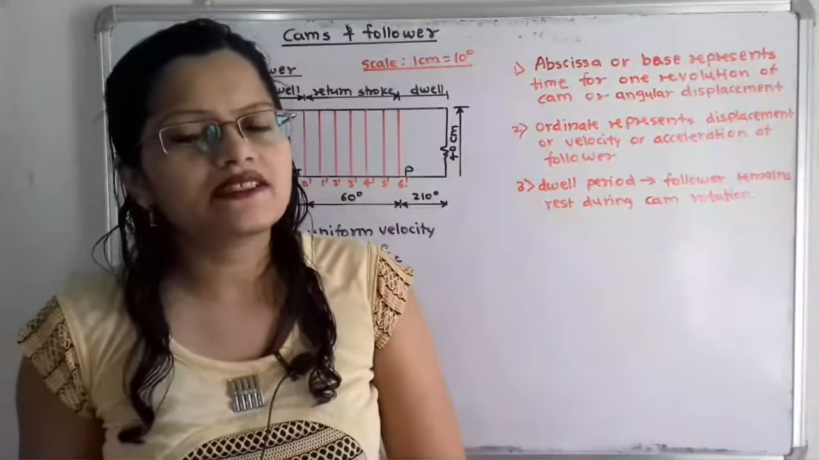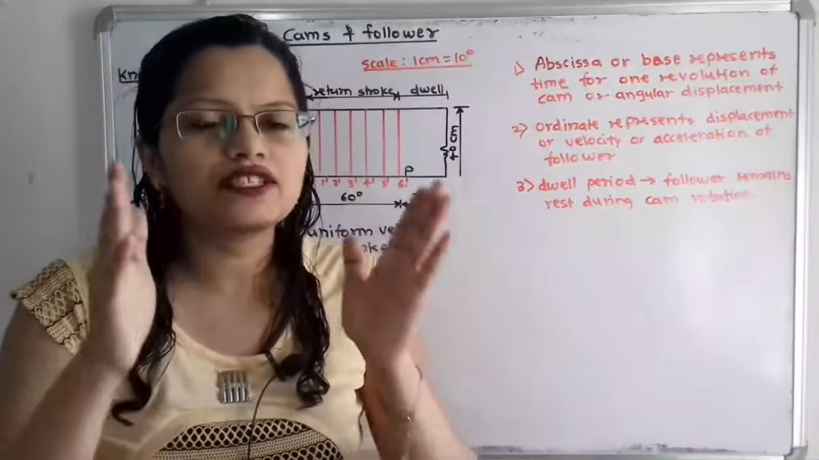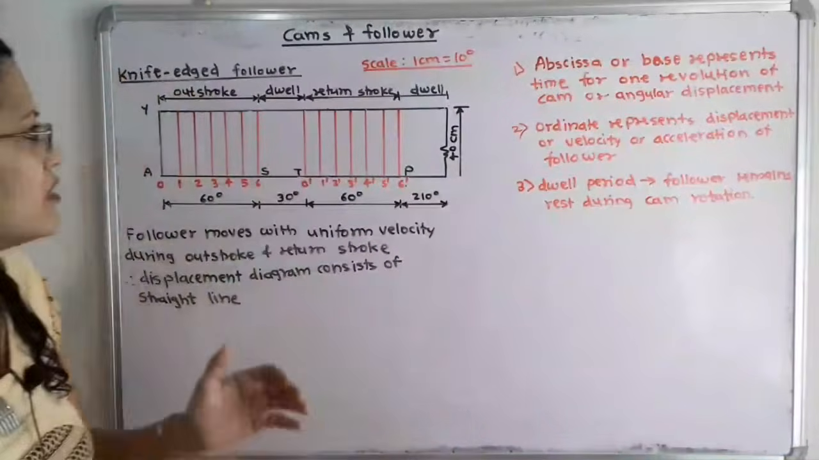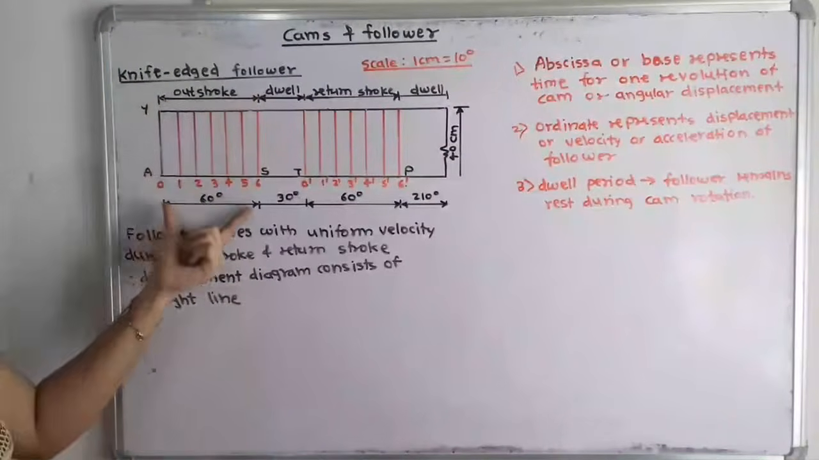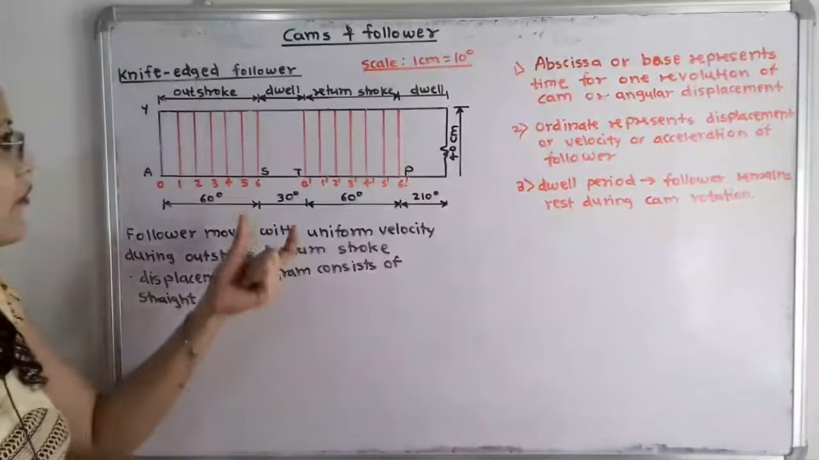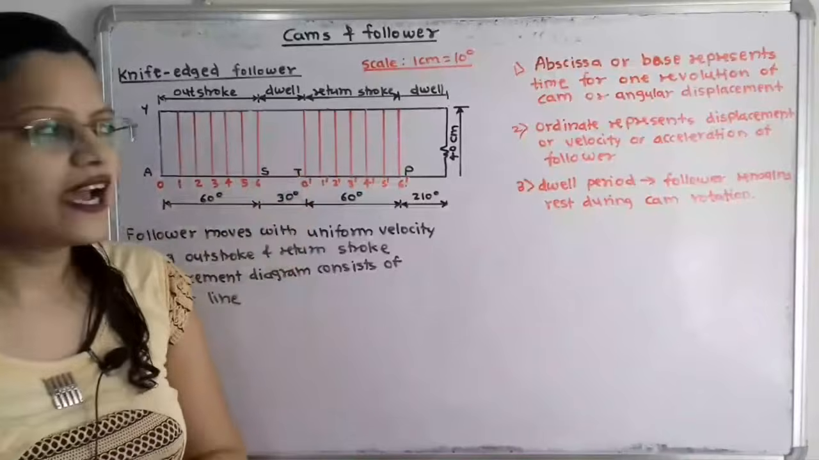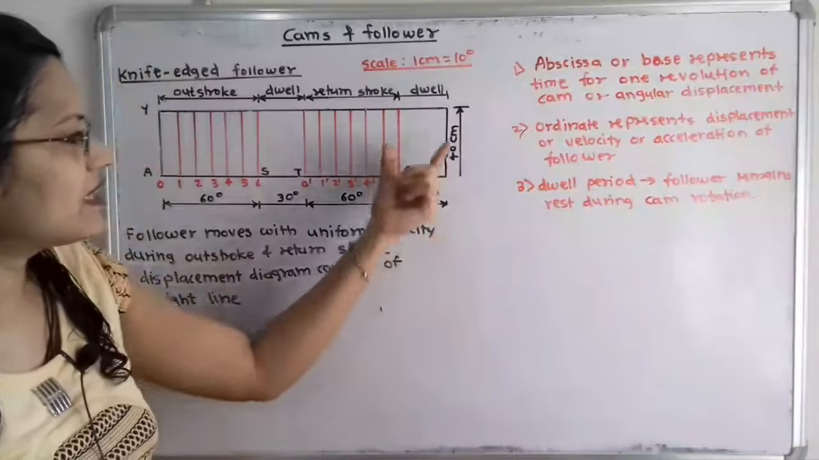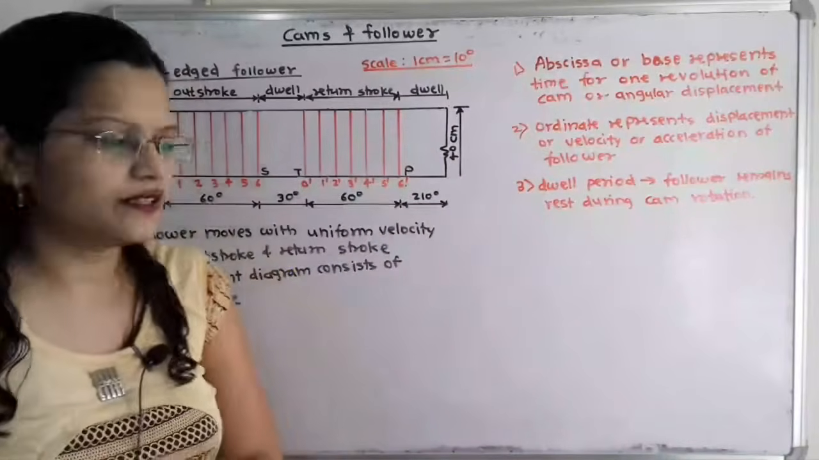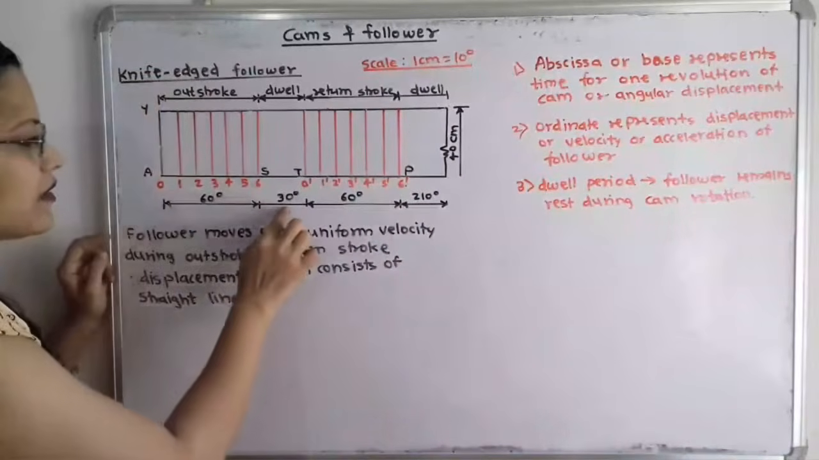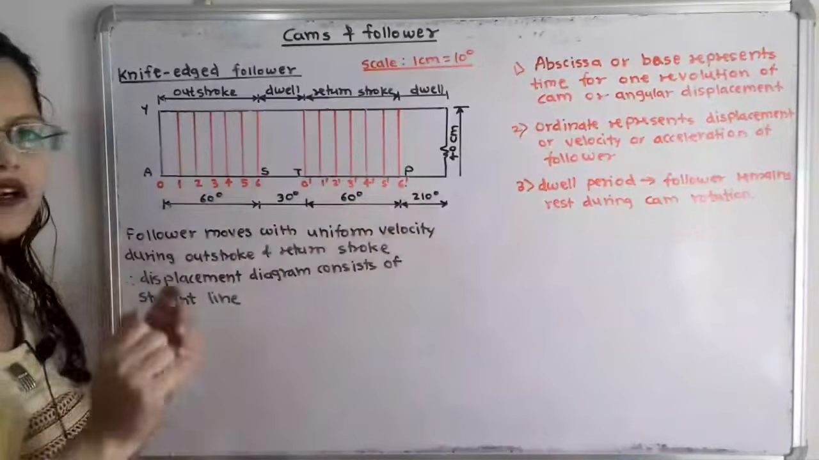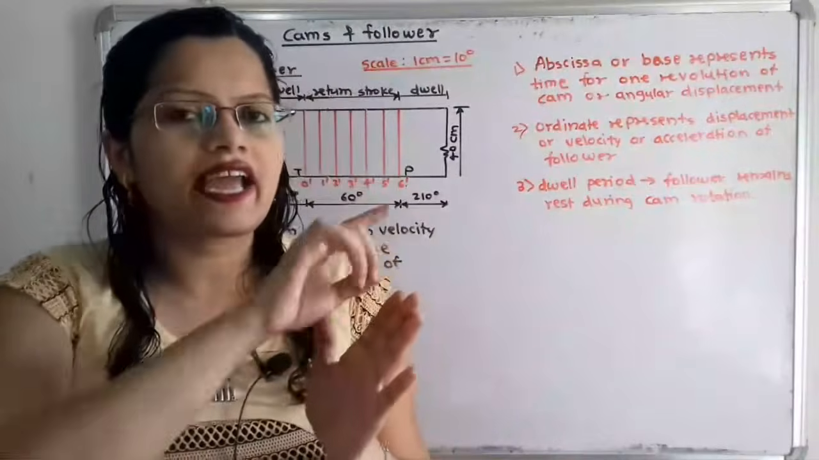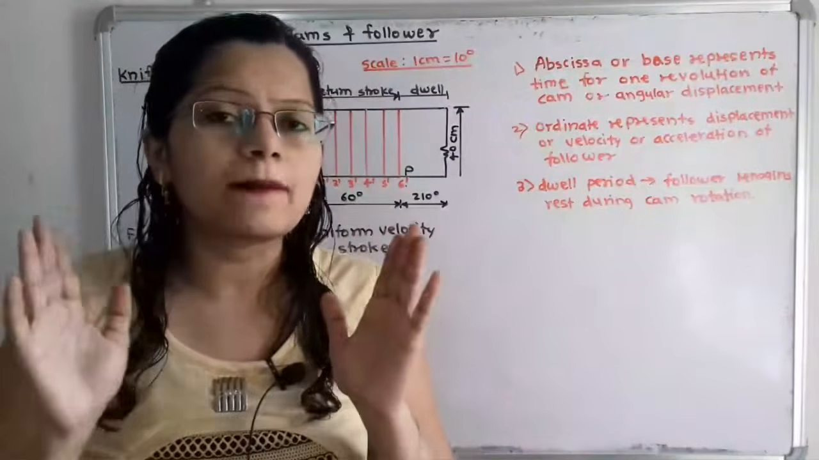Now we have to make some equal parts, but in which portion do we have to make equal parts? If we observe the question, outstroke is given for 60 degree, then dwell is given for 30 degree, then return stroke is given for 60 degree, and again dwell is given for 210 degree. So during this 60 plus 30 plus 60 plus 210, that means during this 360 degree, the cam revolves through one complete rotation.